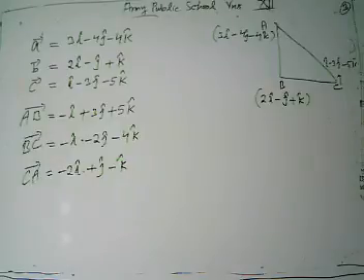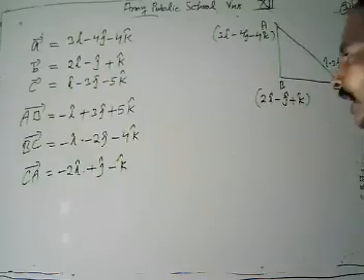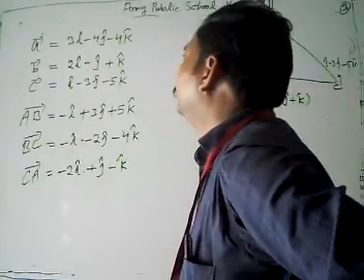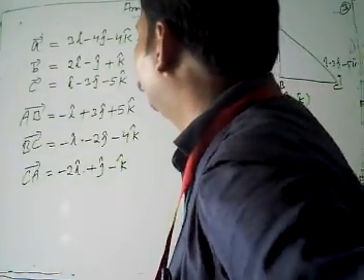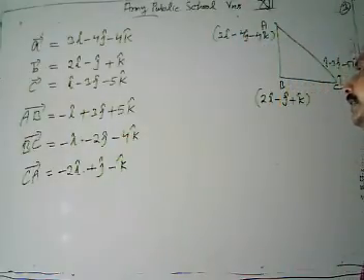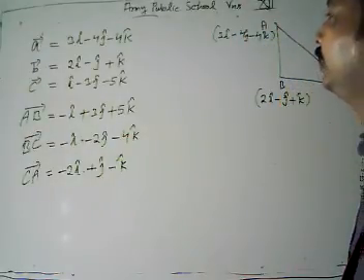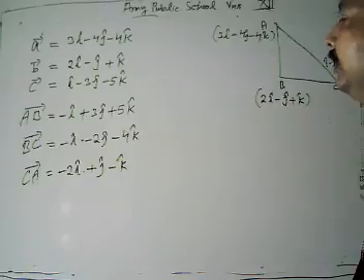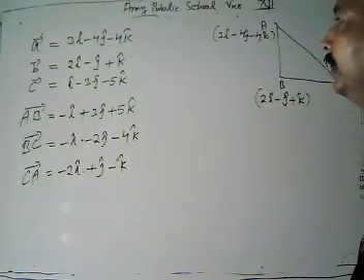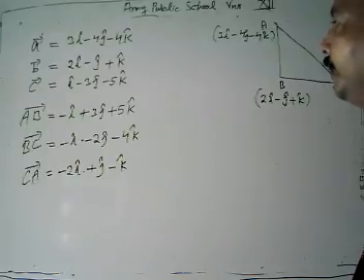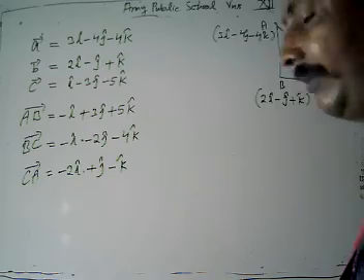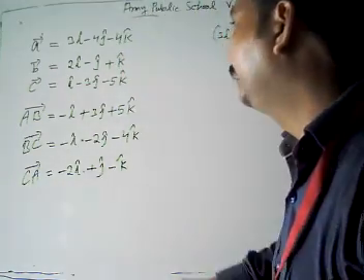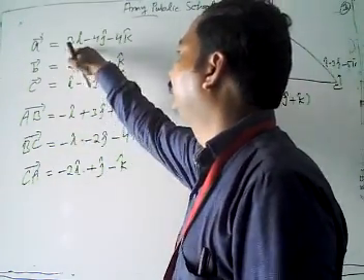Now look, we have to make sure that it forms a triangle. Then look, BC is 2i cap minus 3 j cap minus... Then we get CA. Sorry, we have made an error there. To get CA, we have to subtract, going from vector A to C.